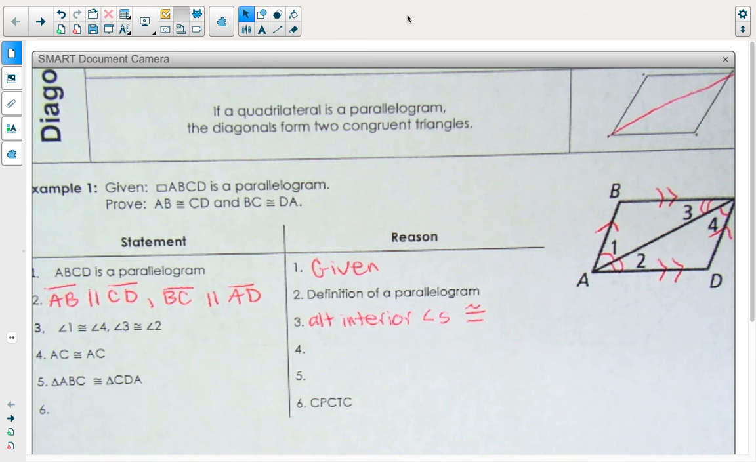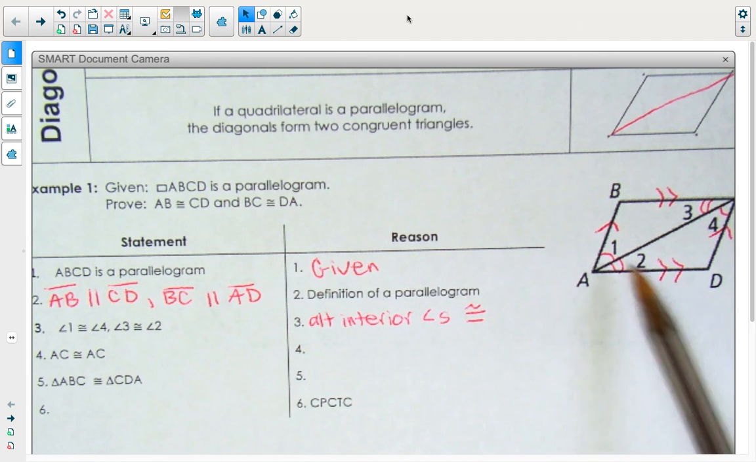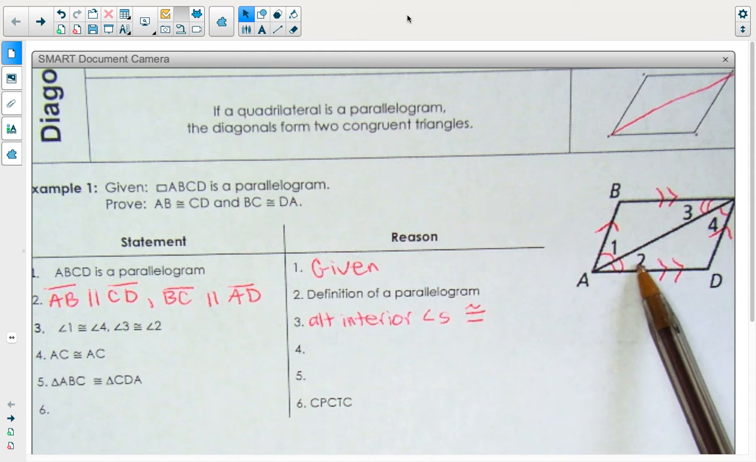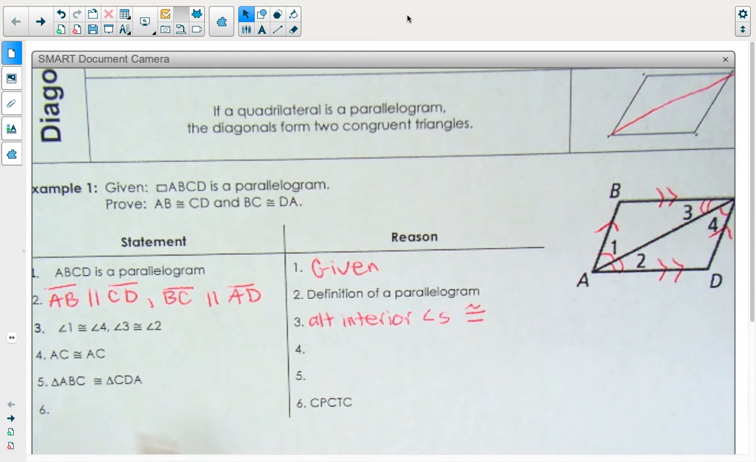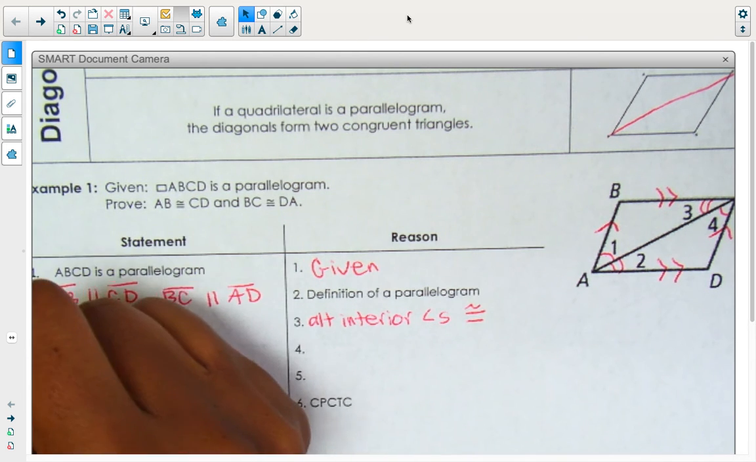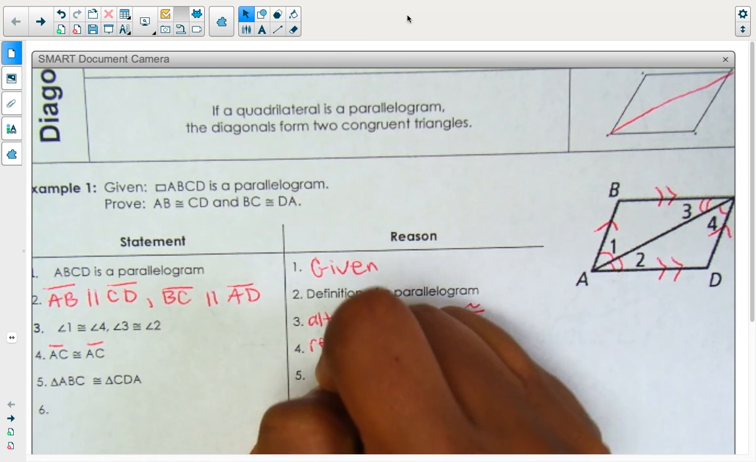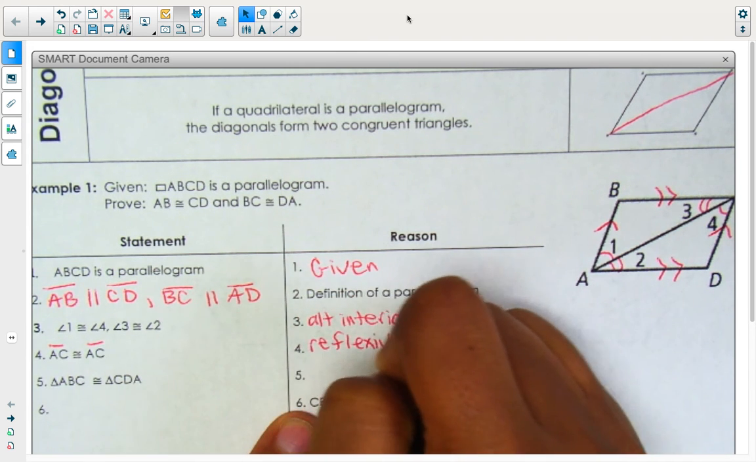So think back to Math 2. We've got two parallel lines cut by a transversal. These are alternate interior angles. 1 and 4 are alternate interior angles, and 3 and 2 are alternate interior angles. And alternate interior angles are congruent. Number 4, AC is congruent to AC. Anything is congruent to itself, but the technical name for this is the reflexive property.